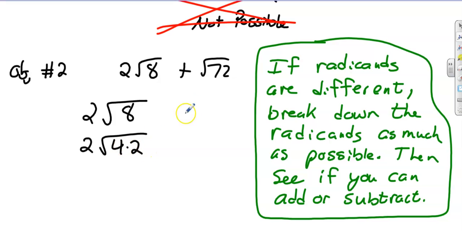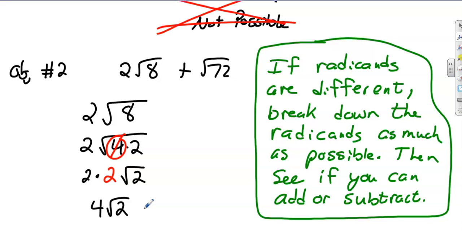So if you take the 8 and start breaking it down, well, 4 times 2 is the only option. Square root of 4 is 2. So you've got 2 times square root of 4, which is 2, and then times square root of 2. So for this one on the outside, you've got 2 times 2, which would make that 4 square root of 2.